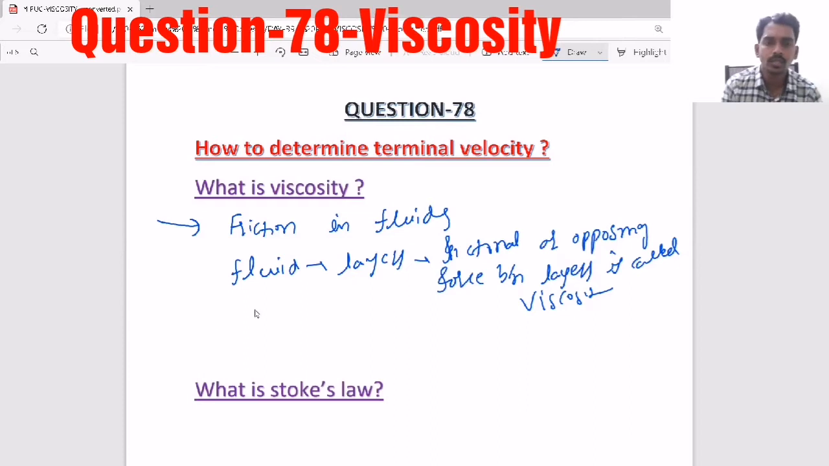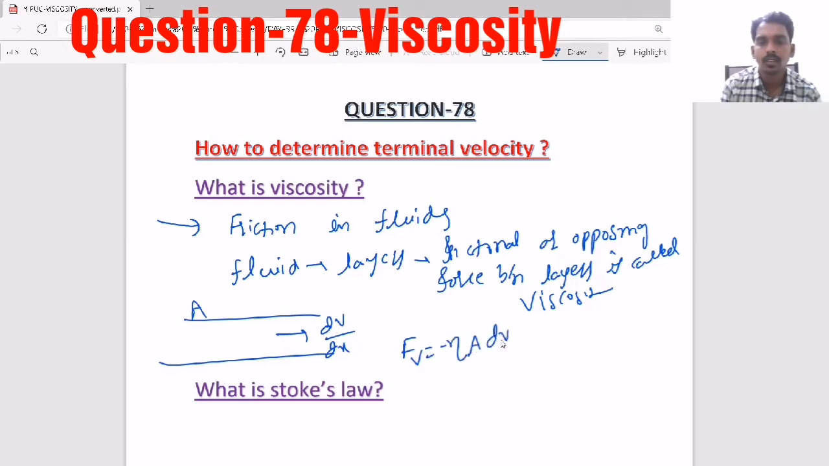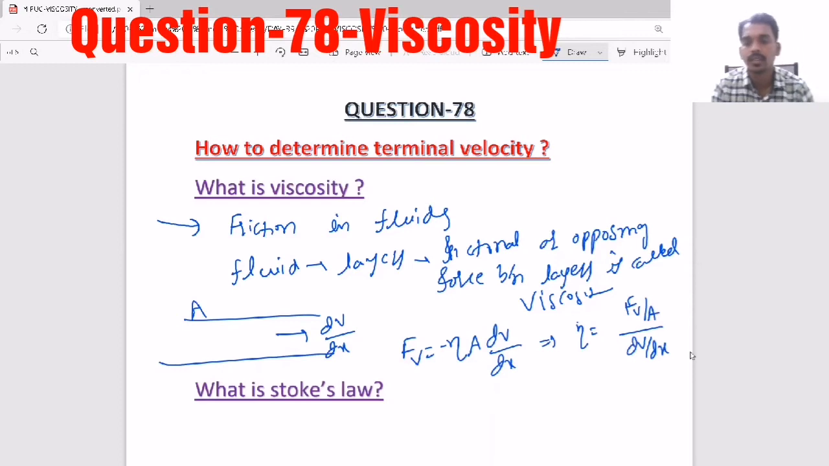And between two layers, when you consider a velocity gradient dv by dx with a surface area A, the viscous force is minus eta A dv by dx. Eta is the coefficient of viscosity, that is tangential stress per unit velocity gradient. So eta is called the coefficient of viscosity, which depends on the nature of the fluid or liquid.